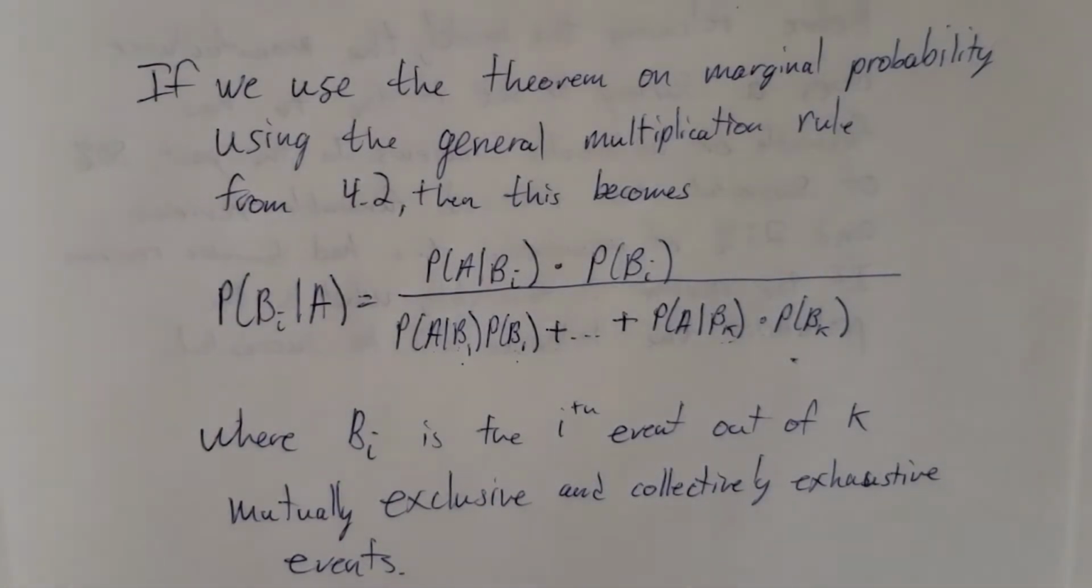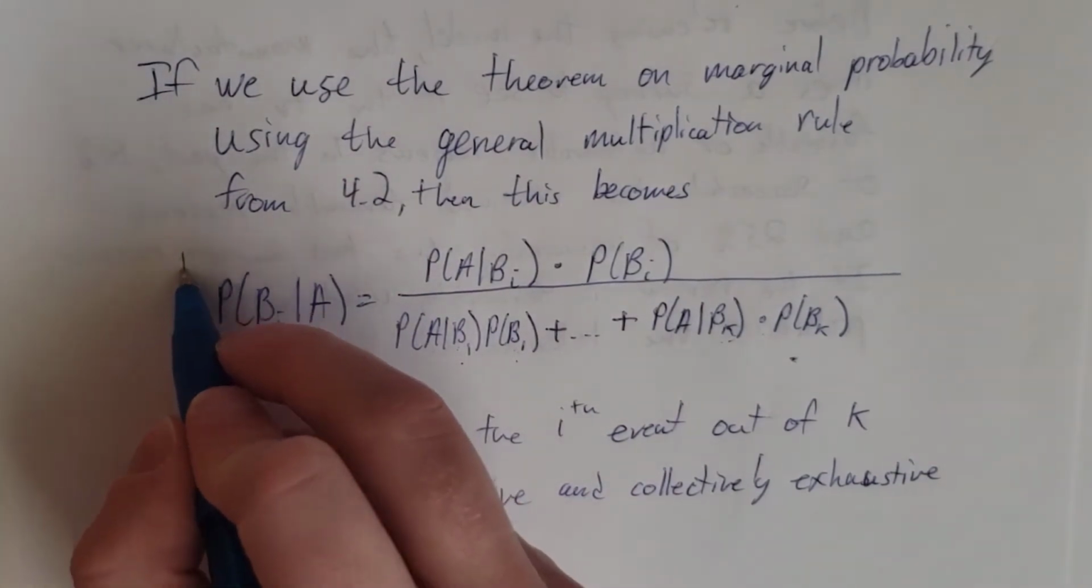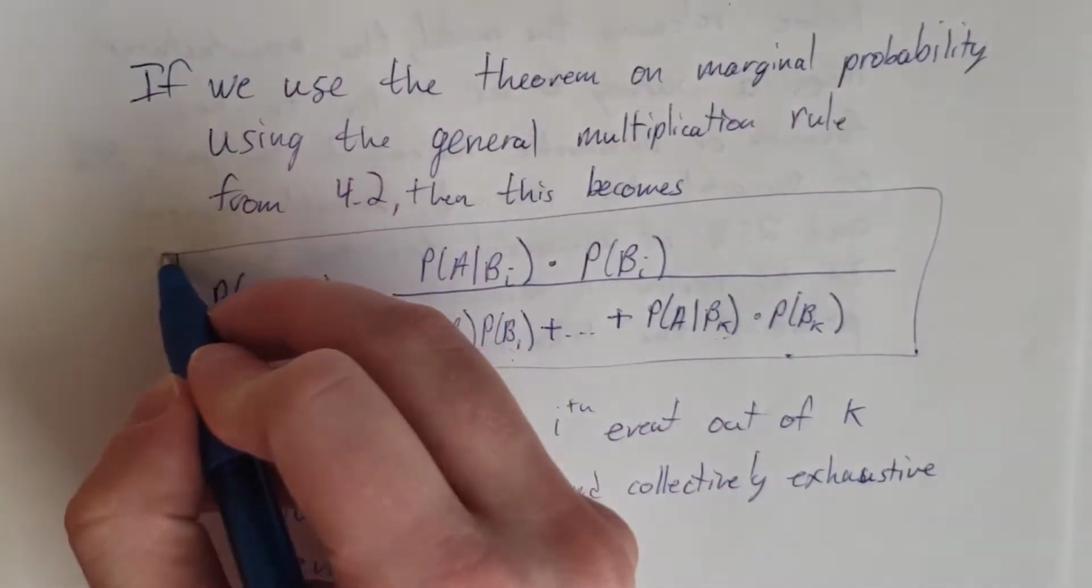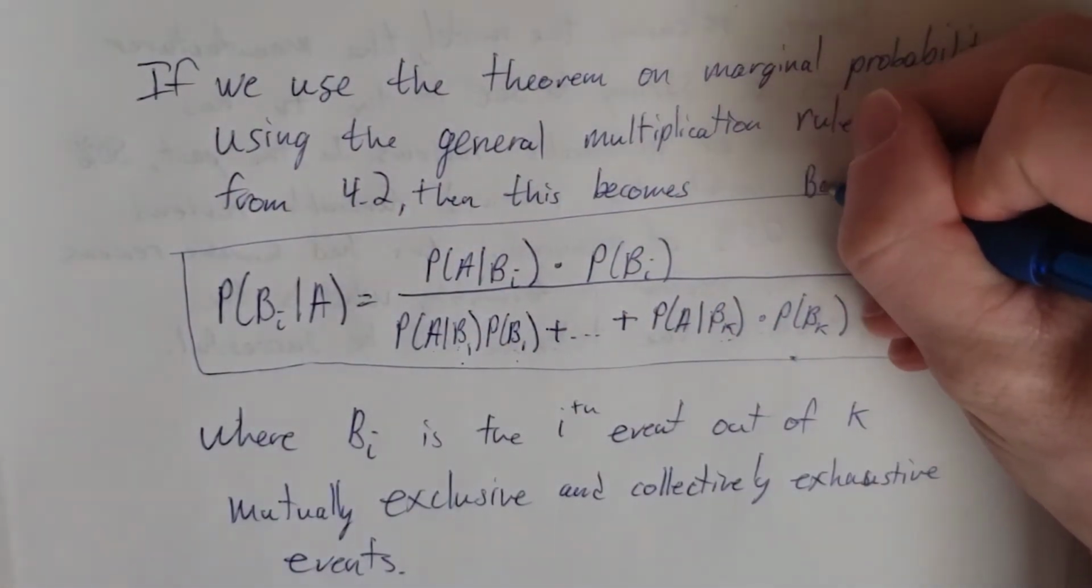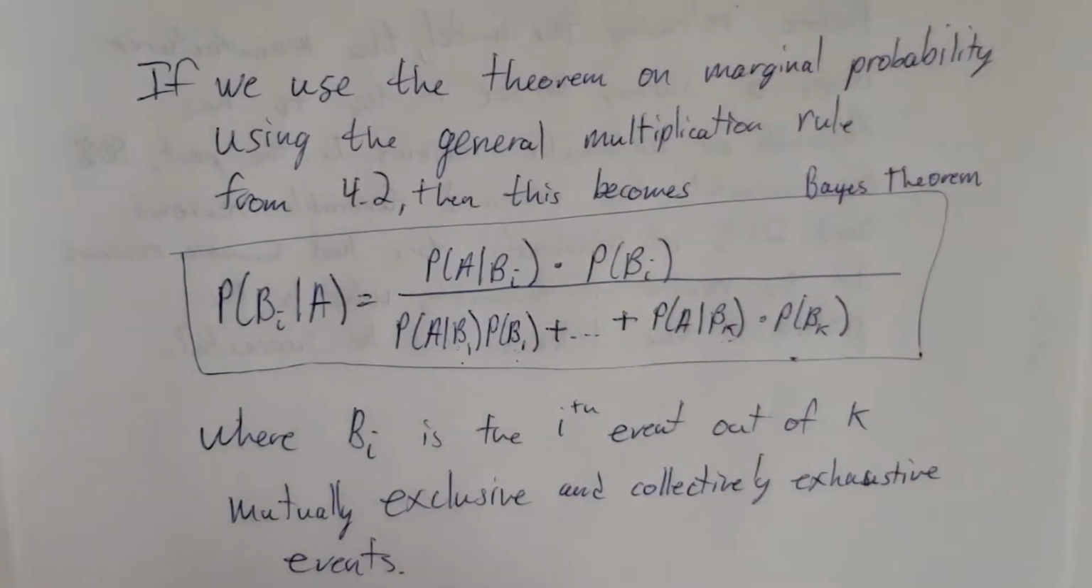So what does that all tell us? Well, that just tells us this formula right here, which is what we call Bayes' theorem. So this is Bayes' theorem. And make sure you go ahead and write that down. This is going to be used in our next example.